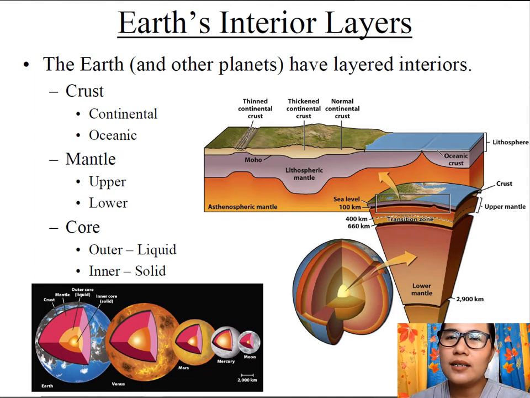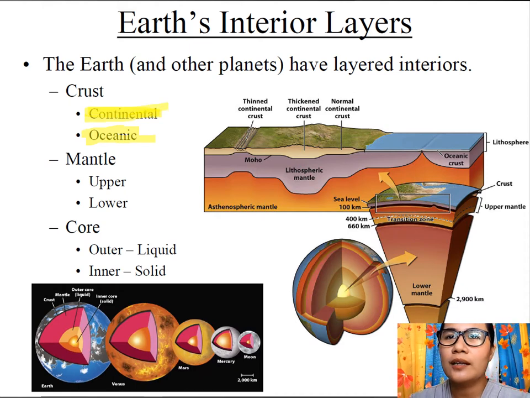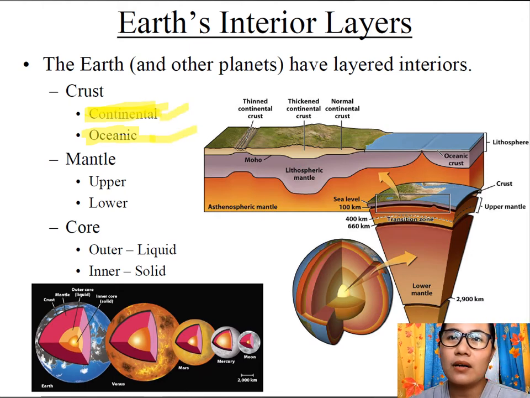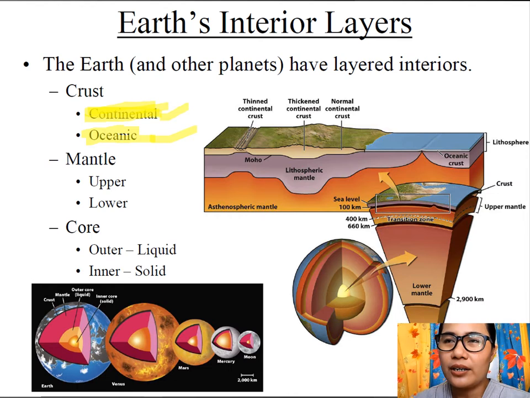In the crust, there are two types of crust. One is called the continental crust, and the other is called the oceanic crust. It's important to know the difference between the two because they give us the difference between the tectonic plates. Naa tay tectonic plates nga continental in nature, naa tay tectonic plates nga oceanic. The continental plates are thicker, and the oceanic plates are very thin.